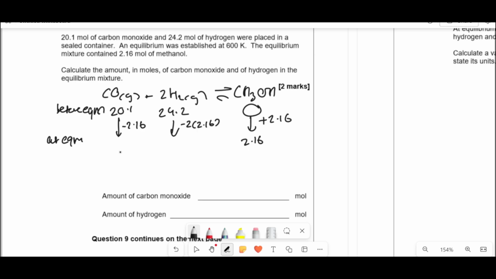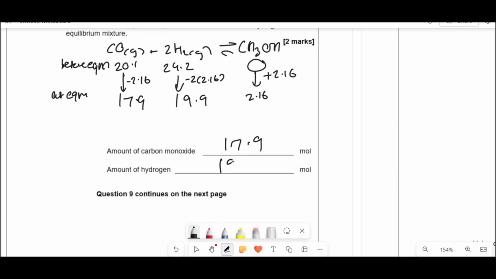So that means that the moles of carbon monoxide at equilibrium has to be this minus this, which is going to be, what, 17.9, and then this minus this, which is 19.9. There you go, 17.9, 19.9.